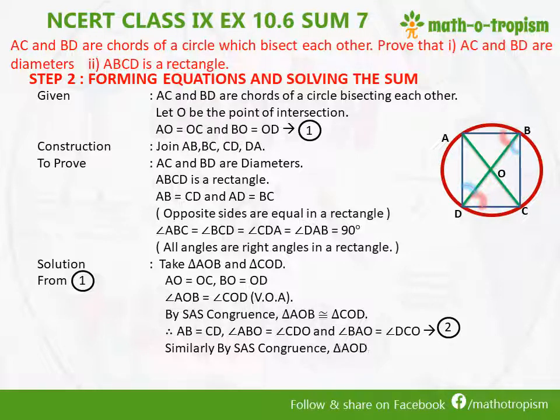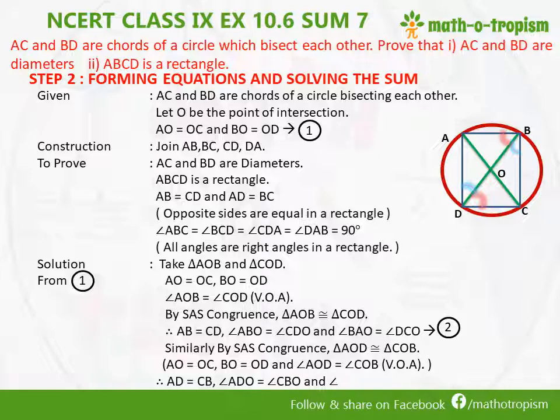Similarly, by the congruence we can prove that triangle AOD is congruent to triangle COB, and similar to the previous case, we will be taking the SAS congruence. So as a result, we have AD is equal to BC, and angle ADO will be equal to angle CBO, and angle DAO will be equal to angle BCO. We'll keep this as equation 3.